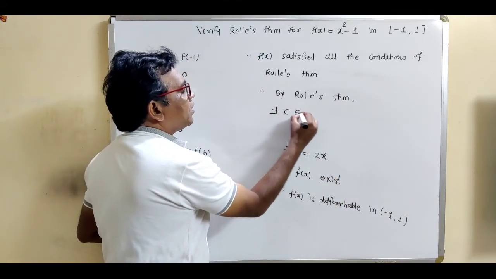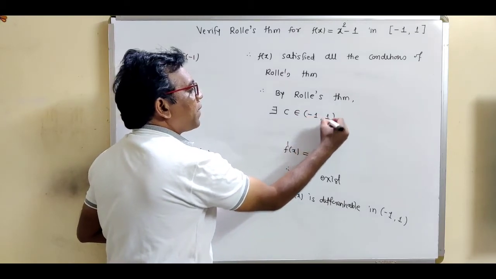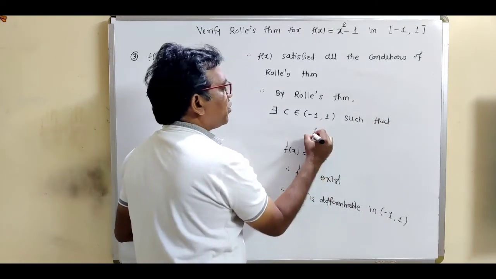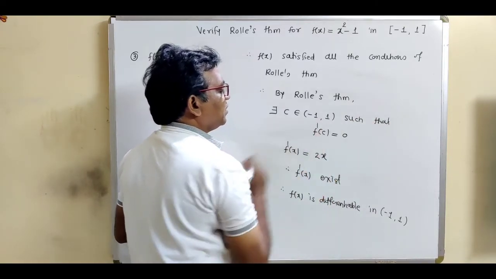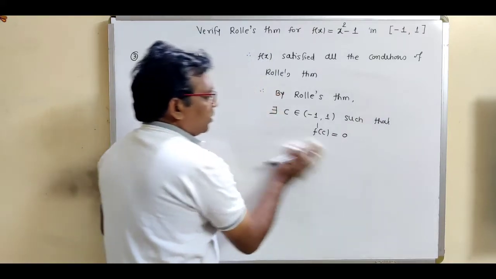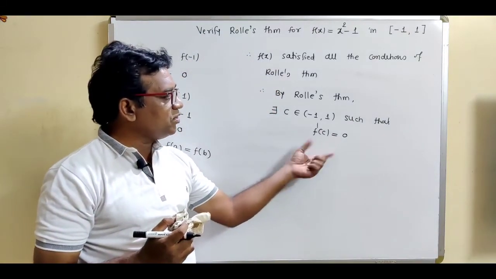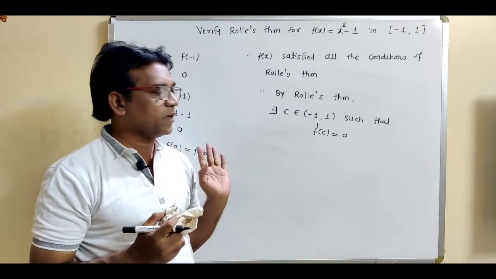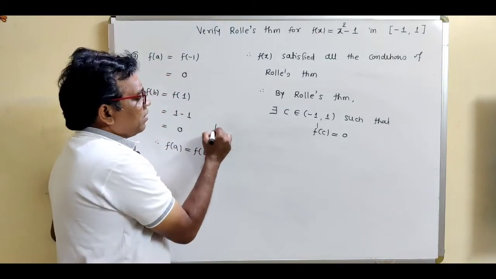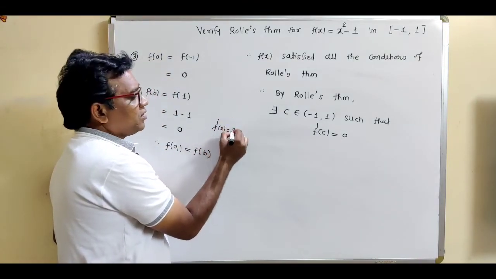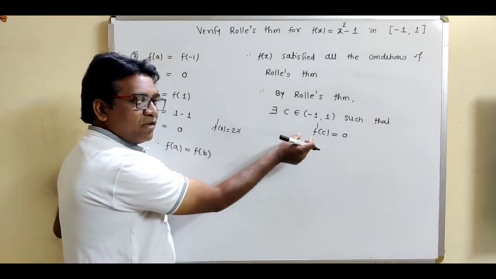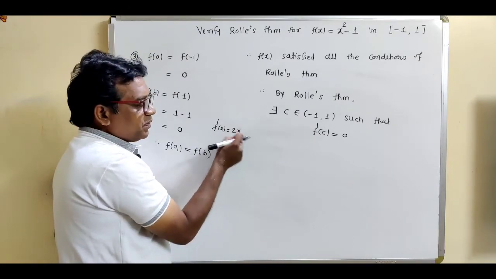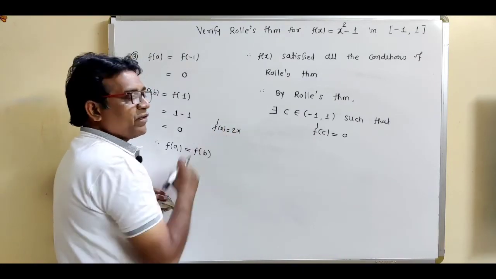There exists c belonging to the open interval -1 to +1 such that f dash c equal to 0. So by solving this condition f dash c equal to 0, we have to find this point c, and it should lie in between -1 to +1. So see, what is our f dash x? We have found this f dash x earlier, it is 2x. So how to write this f dash c? From f dash x, we write f dash c. That means just put x equal to c in this f dash x.